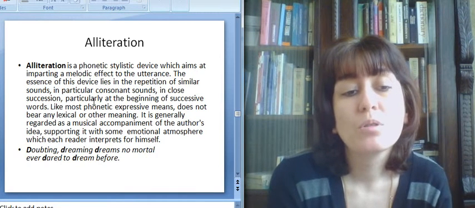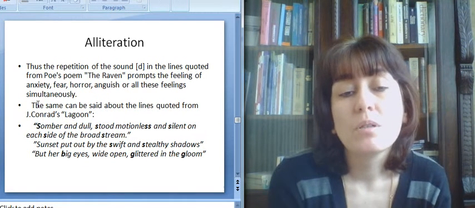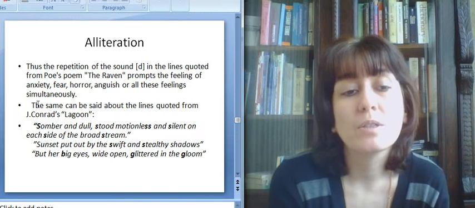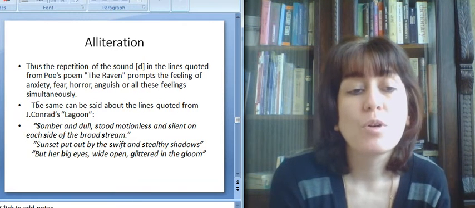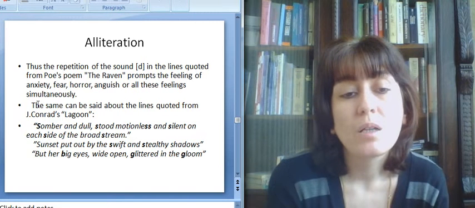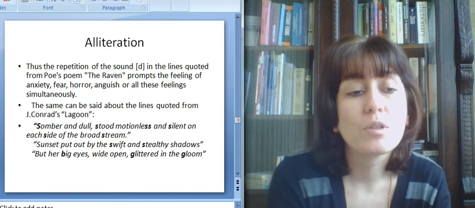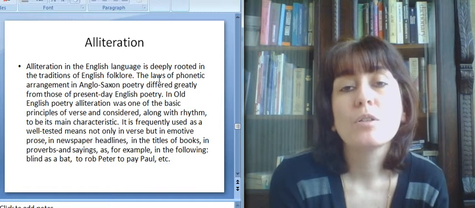It is generally regarded as a musical accompaniment of the author's idea, supporting it with some emotional atmosphere, which each reader interprets for himself. "Doubting, dreaming dreams no mortal ever dared to dream before." The repetition of the sound d in the lines quoted from Edgar Allan Poe's poem The Raven prompts a feeling of anxiety, fear, horror, anguish, or all these feelings simultaneously. The same can be said about the lines quoted from Joseph Conrad's Lagoon: "Somber and dull, stood motionless and silent on each side of the broad stream. Sunset put out by the swift and stealthy shadows, but her big eyes, wide open, glittered in the gloom."